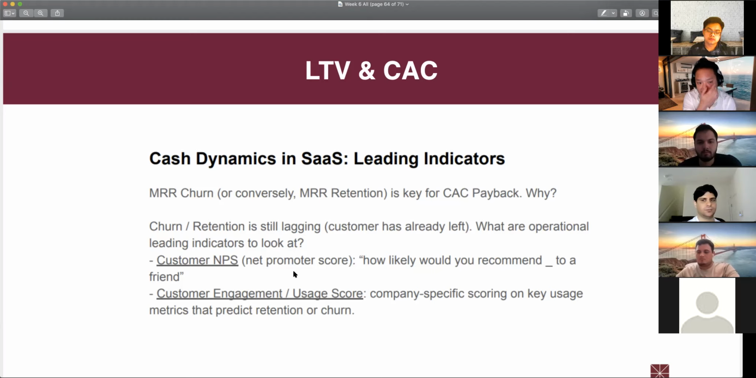Another great indicator that I forgot to include here is potentially referrals, right? How often are your customers referring other customers? That's also a really good indicator of how well your customers are engaging.